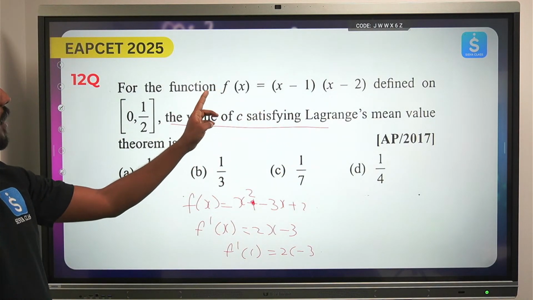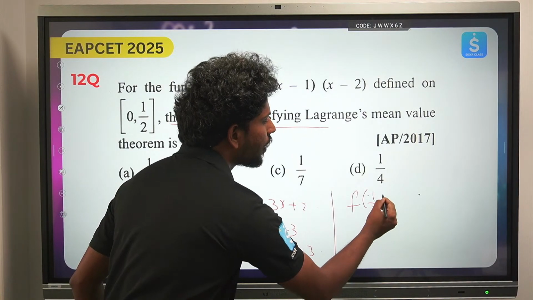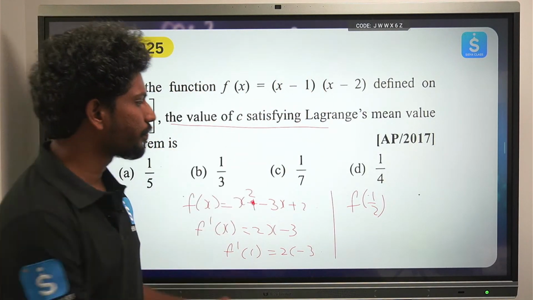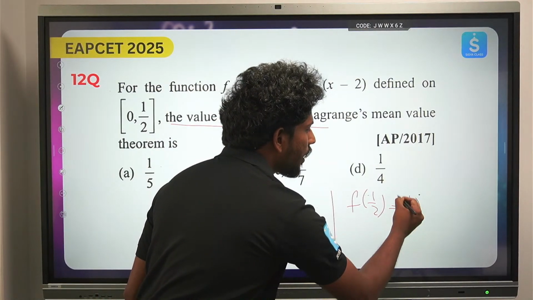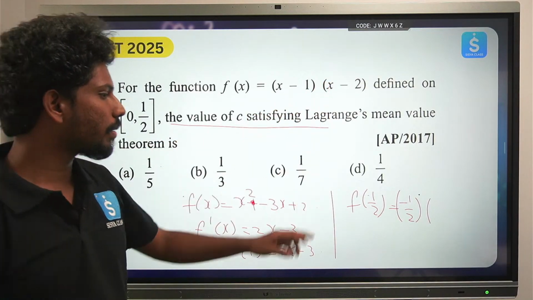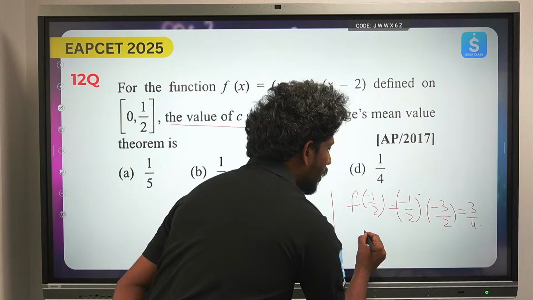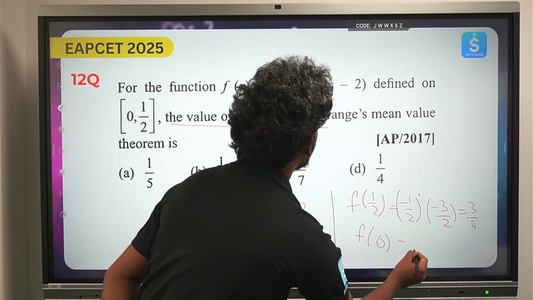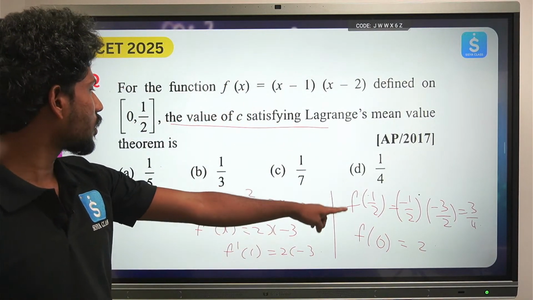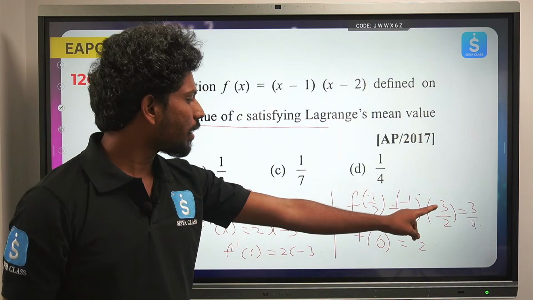Now what you try to do is find the value of f of 1 by 2 and f of 0 here. What is f of 1 by 2 value? Substitute 1 by 2 in place, 1 by 2 minus 1 will become minus 1 by 2. So this will become minus 1 by 2 into again 1 by 2 minus 2, that will become (1 minus 4) by 2, that will become minus 3 by 2. So this will become 3 by 4. Okay, now what is f of 0? f of 0 is minus 1 into minus 2, that will be equal to 2. So you have all the values on the board, you just need to substitute. 2c minus 3 is equal to 3 by 4 minus 2.